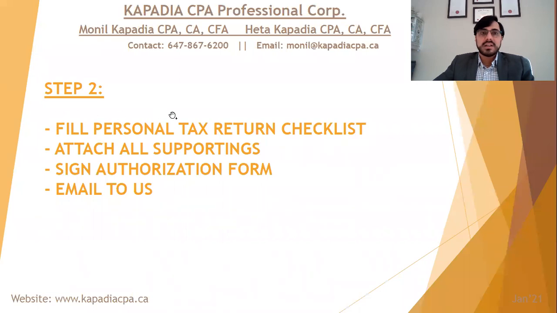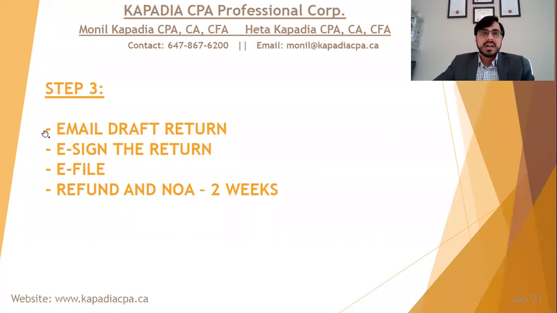Once you have provided all your details into that checklist, please attach all your supportings like your T4 slips and email it to us in one package. We will also need an authorization form which will come along with the package. This authorization allows us to extract information from CRA. Once you email it to us, we will prepare your draft return and send it to you. Once you receive a draft return, you just have to go through it. If you have any questions, concerns, feel free to call us. Otherwise, e-sign the return and we will e-file it. You will get the refund and notice of assessment in 2 weeks from the date we file it.